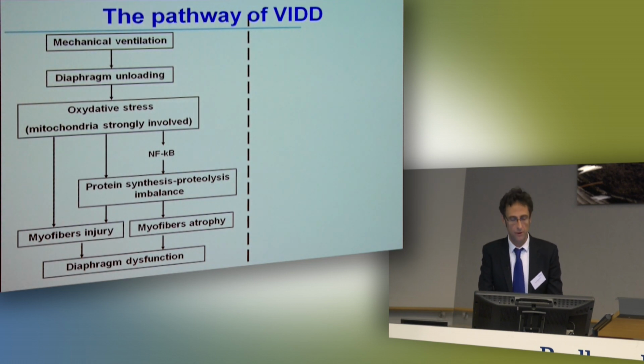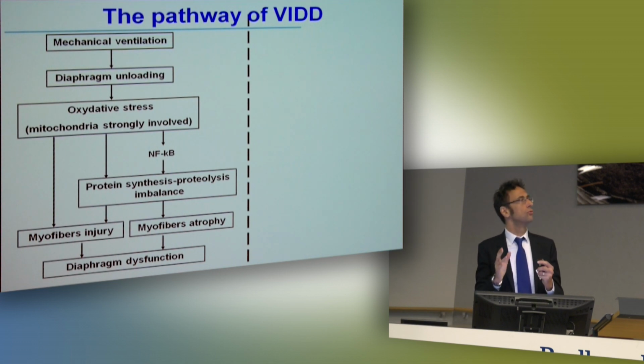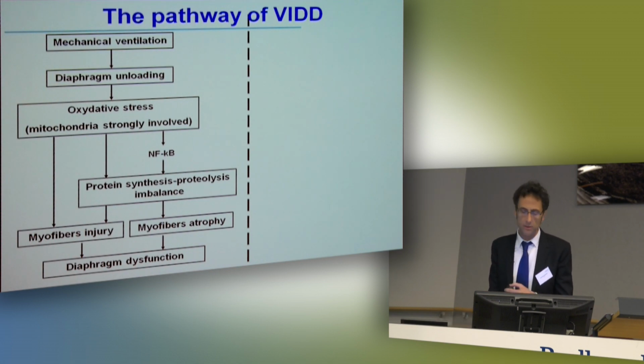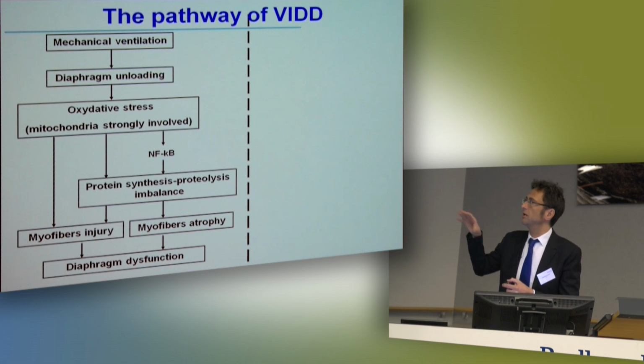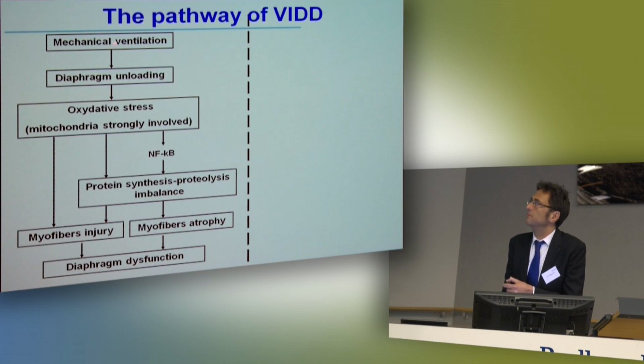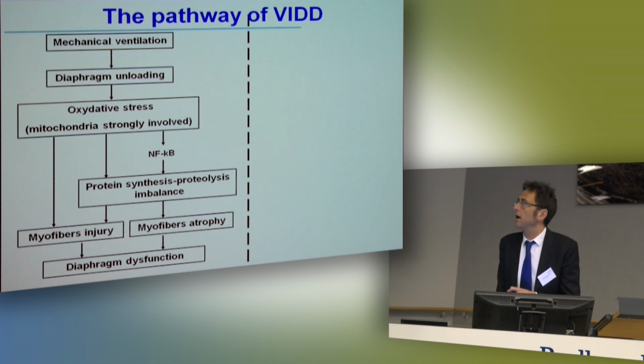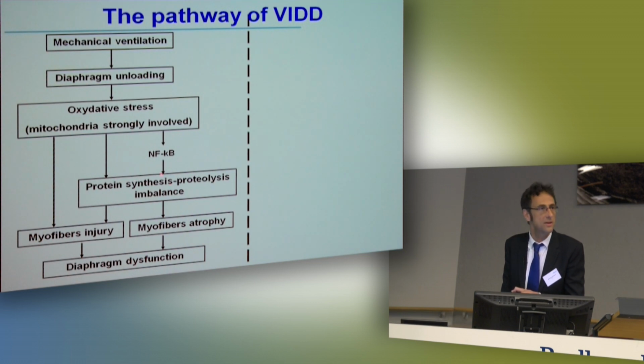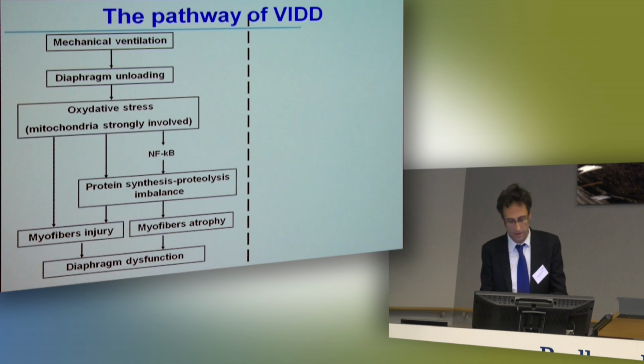And the pathway of ventilator-induced diaphragm dysfunction, it took years to understand what the mechanism was. I'm not going to get into that, but just to give you some insight. So what happens is that mechanical ventilation causes diaphragm unloading, and this unloading causes a huge oxidative stress and an imbalance between protein synthesis and proteolysis. And this, in turn, causes myofiber injury and myofiber atrophy, and then eventually diaphragm dysfunction.